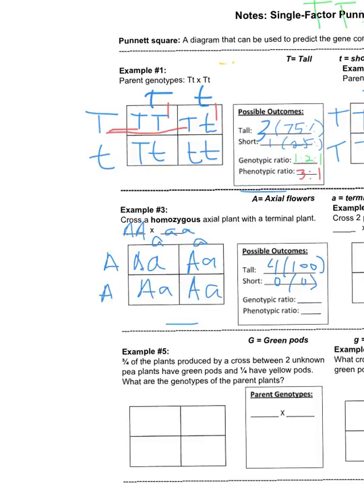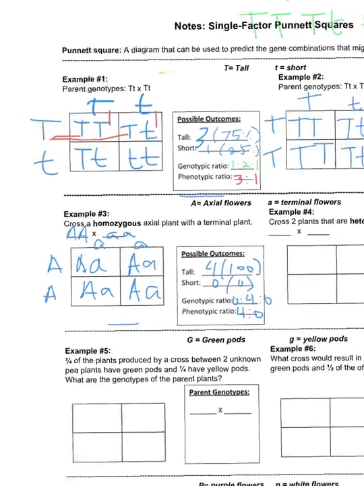Okay, genotypic ratio. Remember, look at the top for your cheat sheet. And you'll keep using this as you do your practice problems. So we have 0 that are homozygous dominant. We have 4 that are heterozygotes. And we have 0 that are homozygous recessive. And then for our phenotypic ratio, basically how many show up with the dominant trait, how many show up with axial flowers, 4, how many show up with terminal flowers, 0. Okay, on to the next.